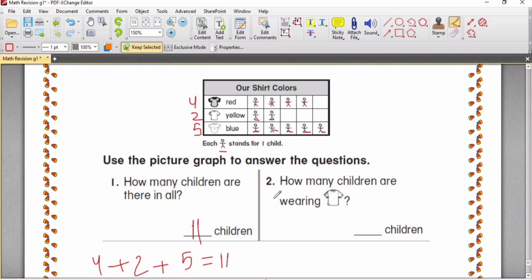The second question he asks you, how many children are wearing this one? So let's go here and search which picture is like that. The first, the second, the third, the second, the yellow. How many children in yellow? We have 2 children. So let's write number 2 here. Okay?